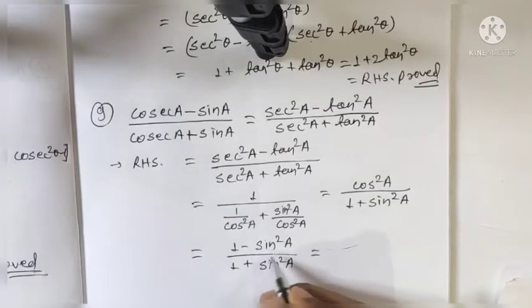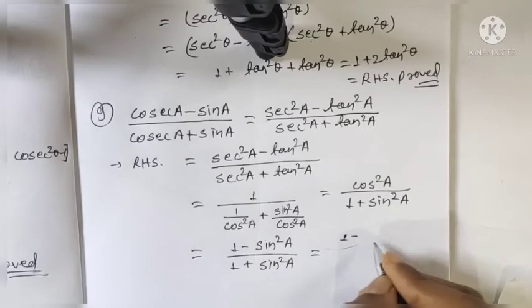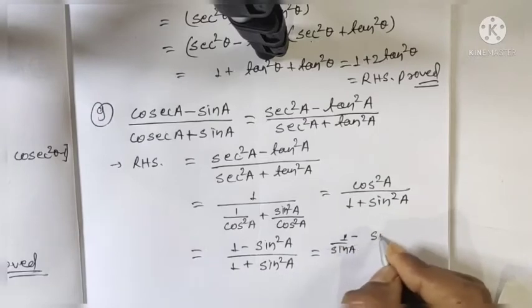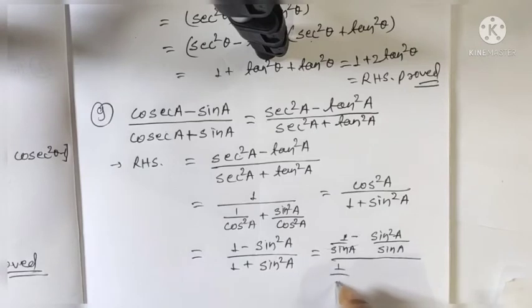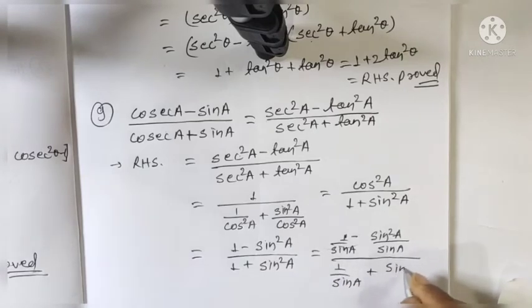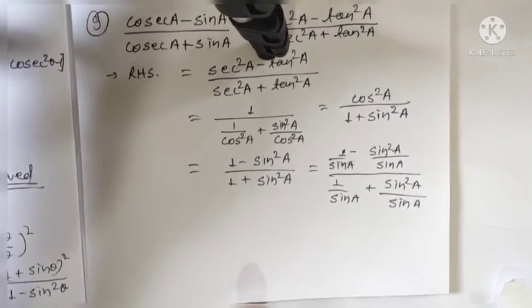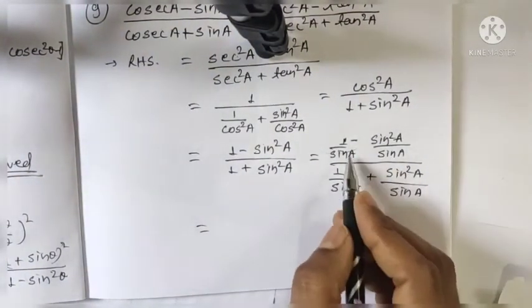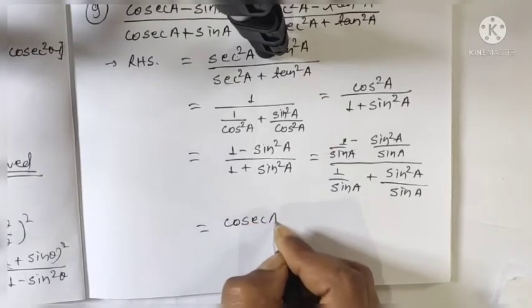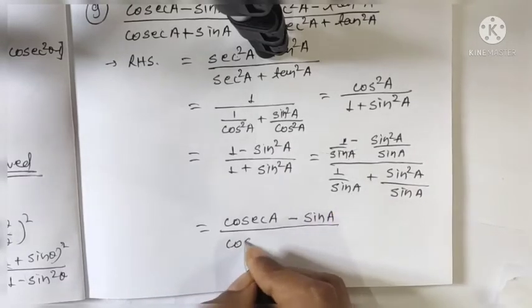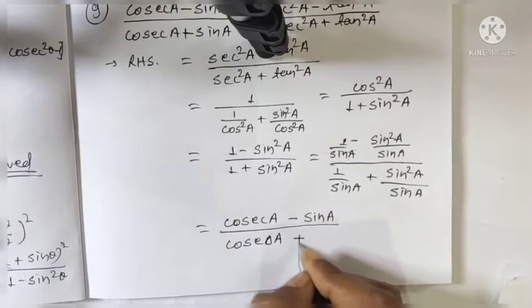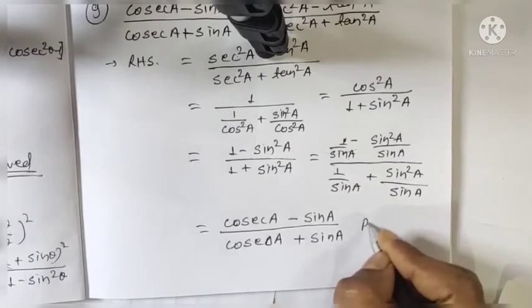Now, divide both numerator and denominator by sin A. Hence it will be (1 by sin A minus sin square A by sin A) divided by (1 by sin A plus sin square A by sin A), which is equal to (cosec A minus sin A) divided by (cosec A plus sin A). Hence proved. Simple.